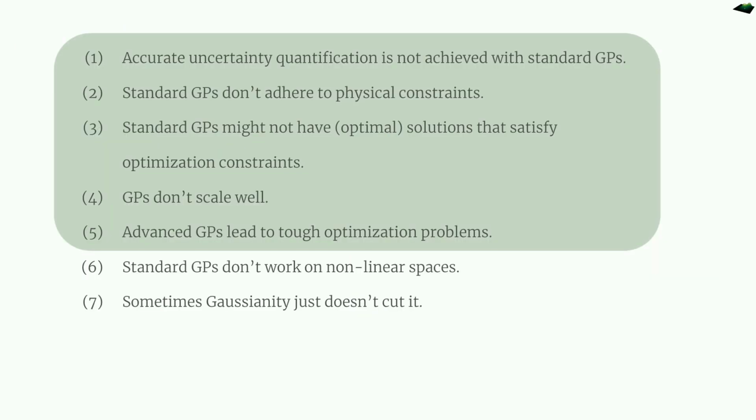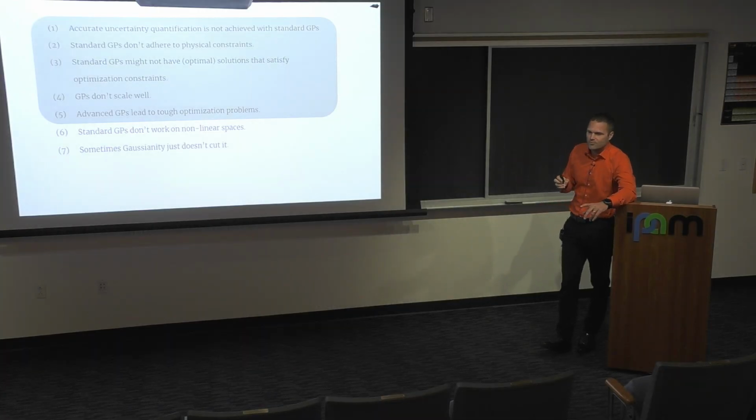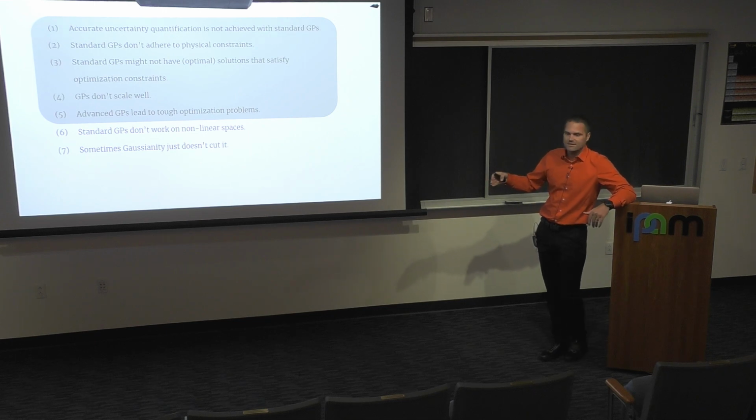Okay, so to summarize the challenges, we have these 5 very interesting challenges: the inaccurate uncertainty, the physical constraints, the optimization constraints, then the GPs don't scale well, and we have the tough optimization problems. And those are in a green frame here because I'm going to try to address those in the last 25 minutes I have.